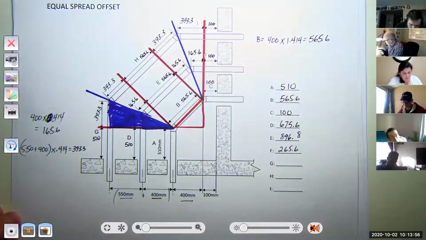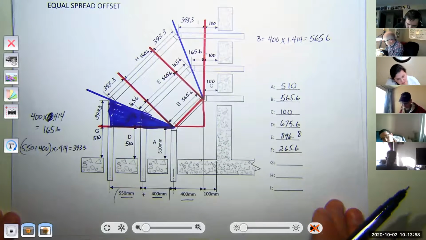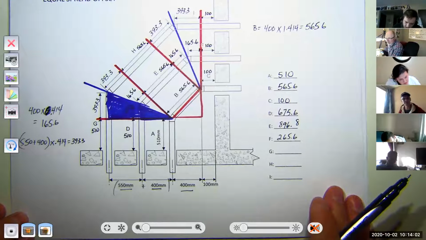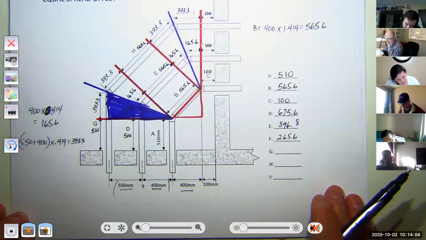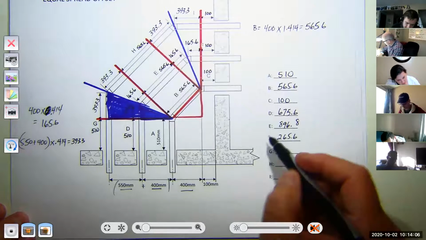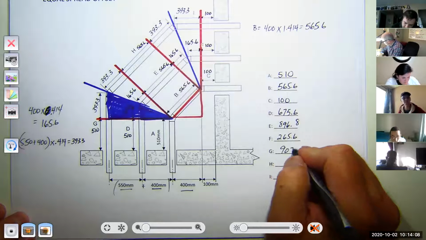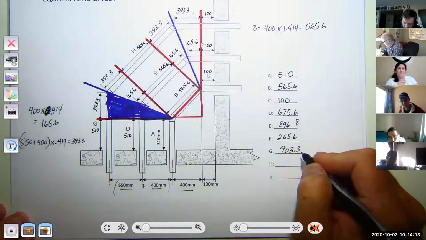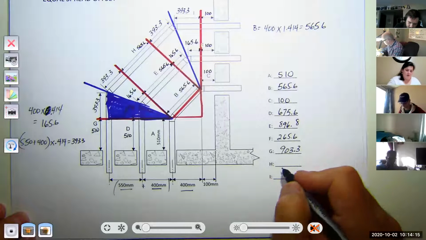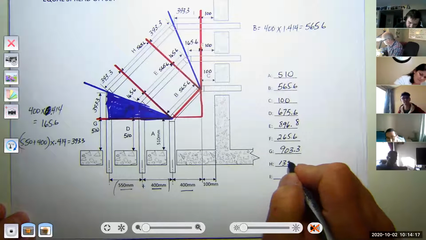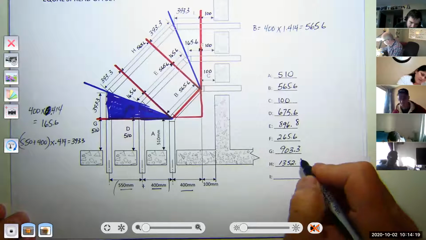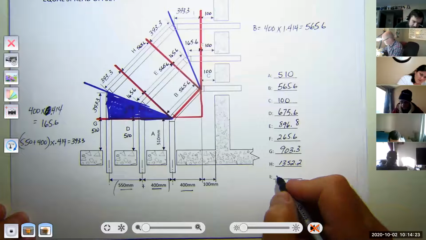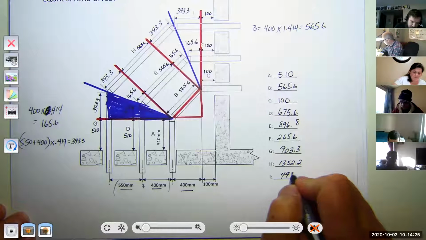And now I can solve for the rest, G, H, and I, by adding those numbers together. So G is 903.3. H will come out to 1352.2. And I will be 493.3.